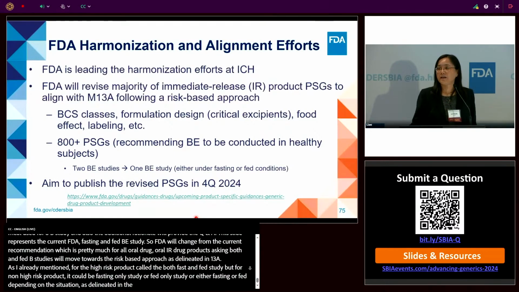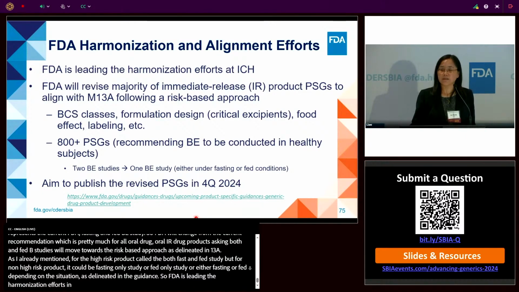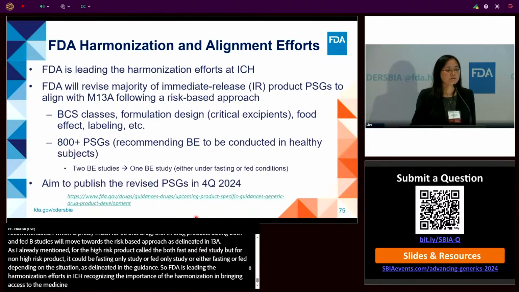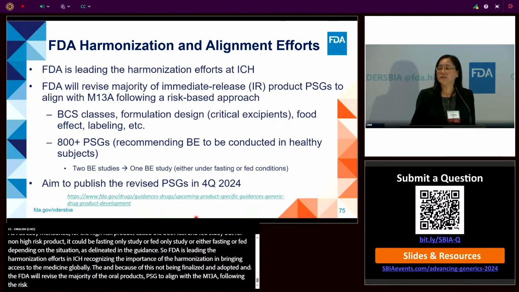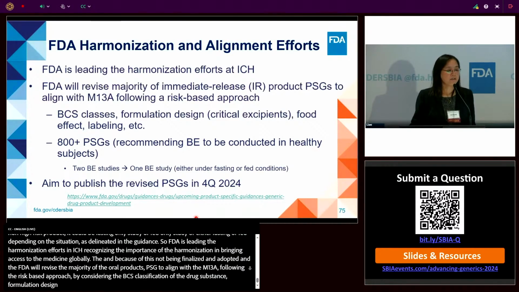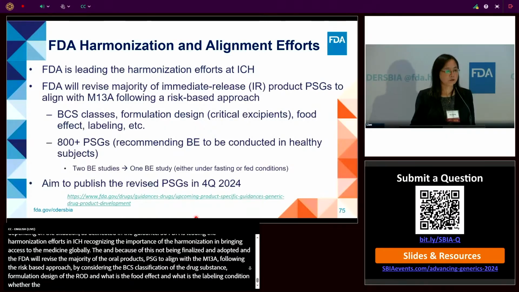So FDA is really leading the harmonization efforts, and ICH recognizes the importance of harmonization in bringing access to medicine globally. And because M13A is now finalized and adopted, FDA will revise the majority of the IR oral products PSGs to align with M13A, following the risk-based approach, by considering the BCS classification of the drug substances, formulation design of the RLD, the food effect, and the labeling condition, whether the drug is to be taken with food or without regard to food.